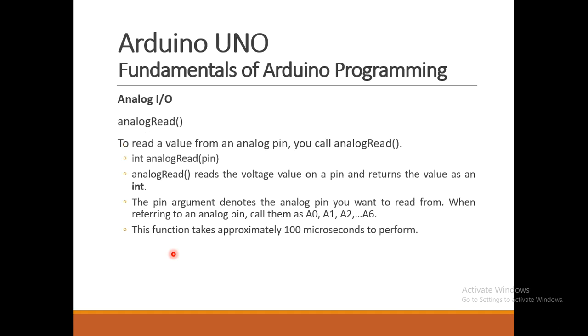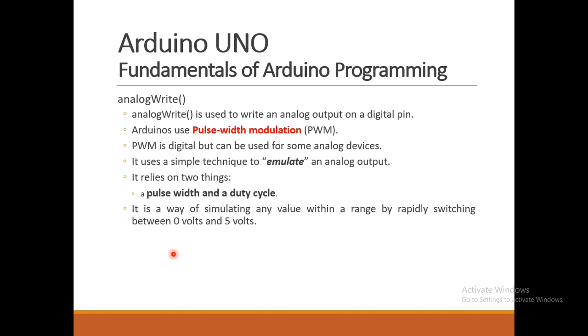Analog read: to read the analog values from a particular pin, you have to use analogRead. It has one parameter, the pin number, from which you are reading the value. It reads the voltage value on the pin and returns the value as an integer. So however much voltage is passed to that pin, that value is converted to an integer. Like that, we use the analog values from the pins.